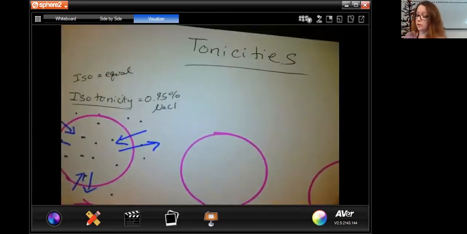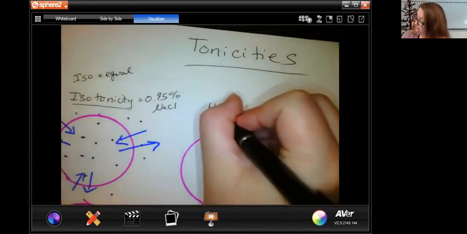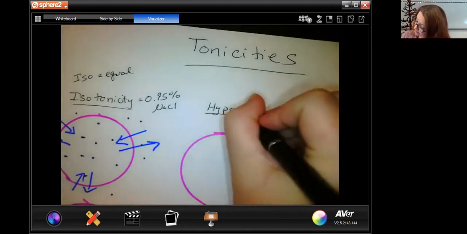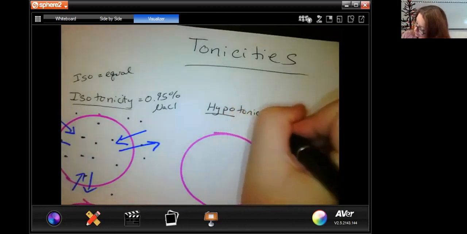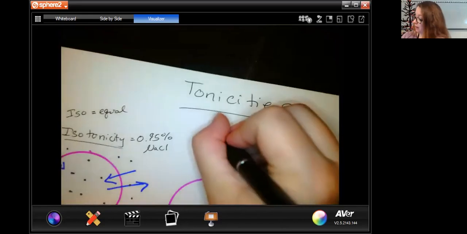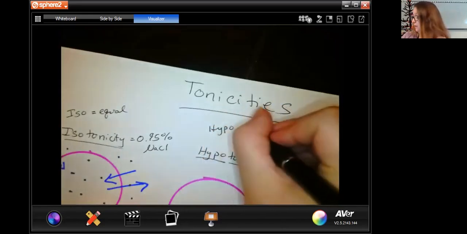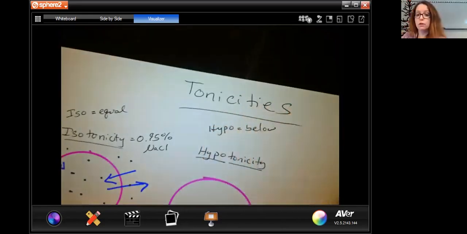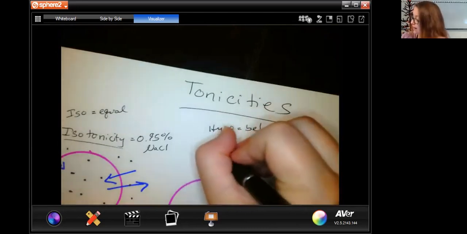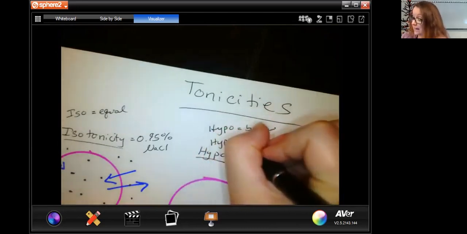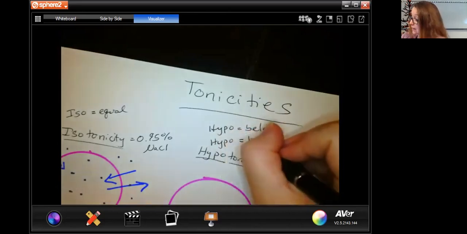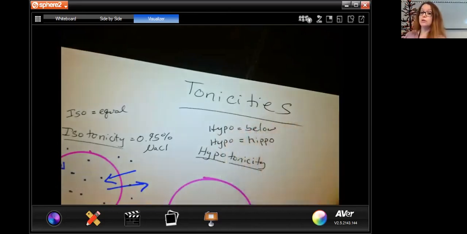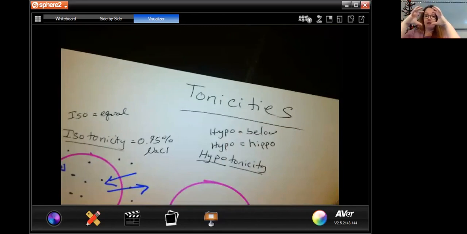Now, we're going to go over to hypotonicity. Two things about hypo. One, hypo means below, is what it really translates into. So we're below tonicity. Also, hypo sounds like hippo, so they get big and fat like a hippo. And I'm not calling hippos fat. I'm not discriminating against hippos, but they get big like hippos.